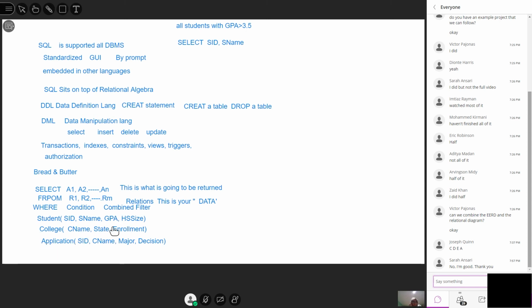If this is our database and we are looking for student ID and student name, all those students whose GPA is greater than 3.5, where are they going to come from? How many relations are we going to use in getting that? Are we going to use this, this, and this? We've got three relations here, 1, 2, 3. Which one are we going to use?